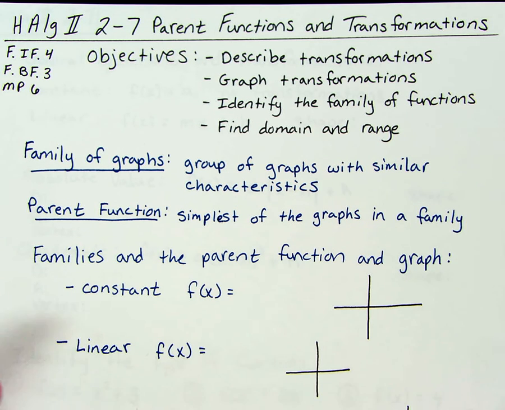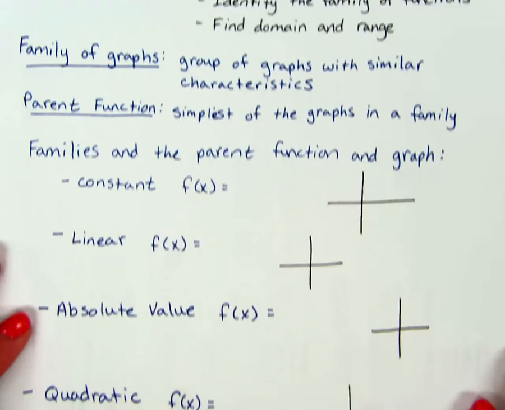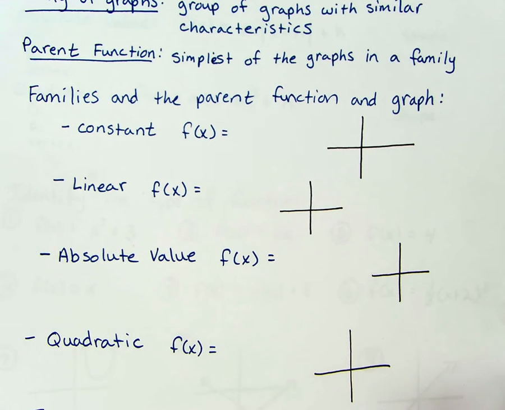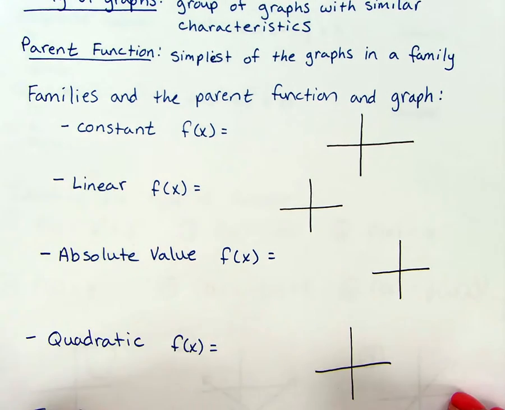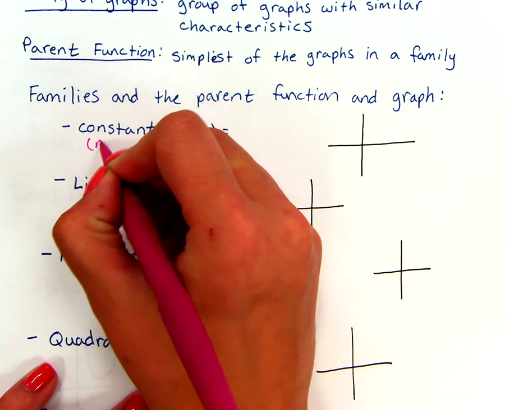Okay? So we're just going to start with each family of functions that we're going to talk about and what their graphs look like. And then we're going to list their parent function and their general equation. Okay? So the first one that we're going to talk about is going to be a constant. So remember, a constant just means a number.